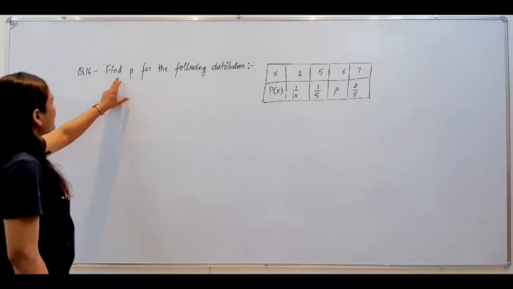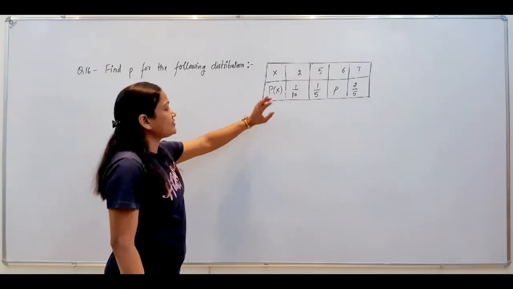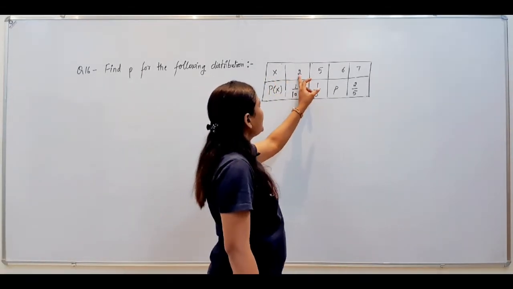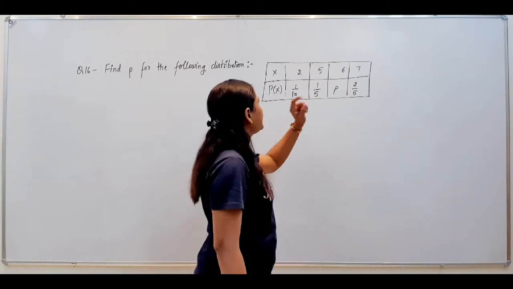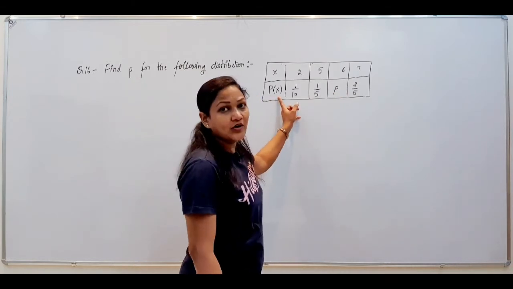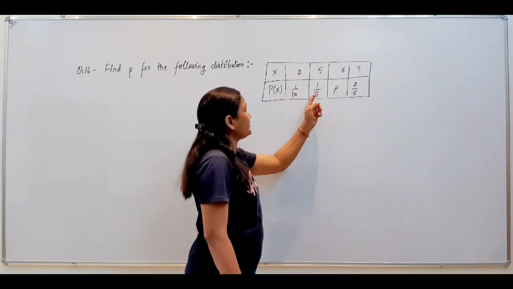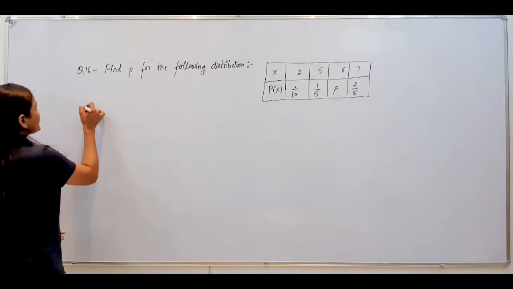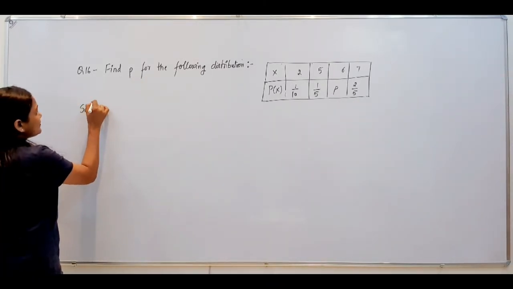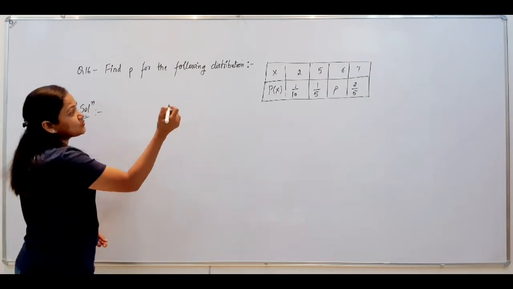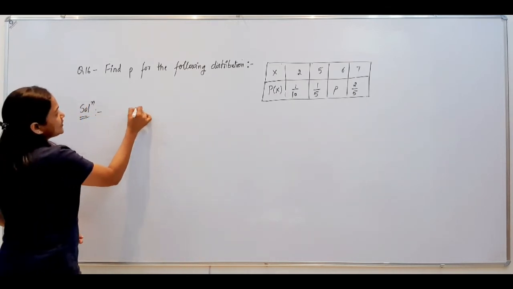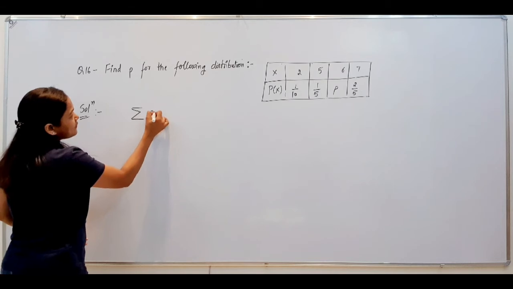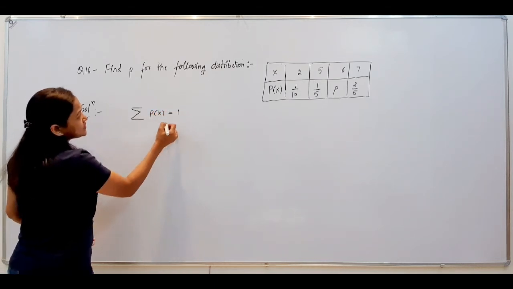Your next question is to find P for the following distribution. Your random variable can take values 2, 5, 6, 7 and the probabilities for the same are 1/10, 1/5, P and 2/5. And we know that if X is a random variable then the sum of the probabilities must be equal to 1. So according to the question, the summation of Px must be equal to 1.